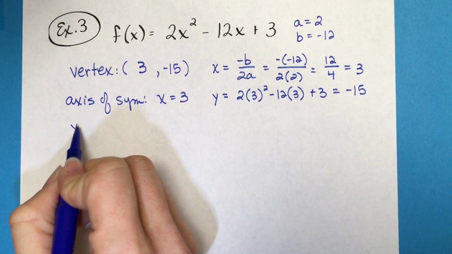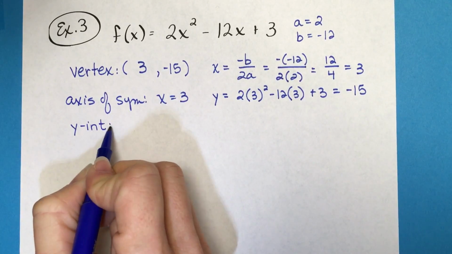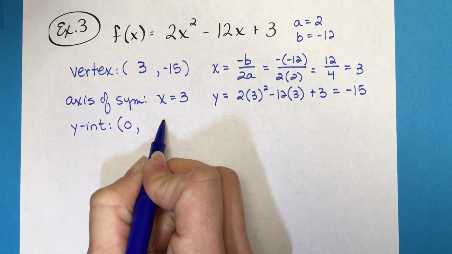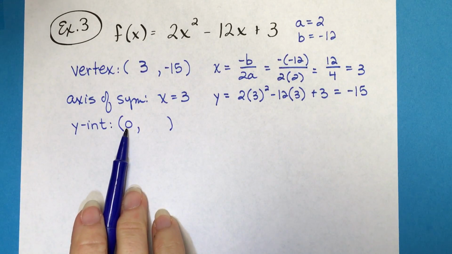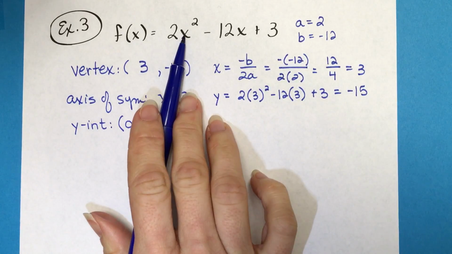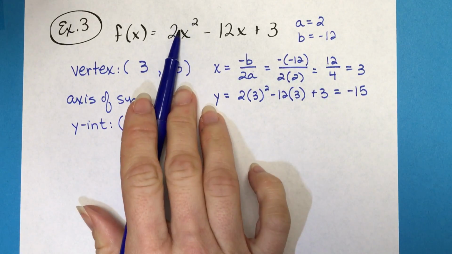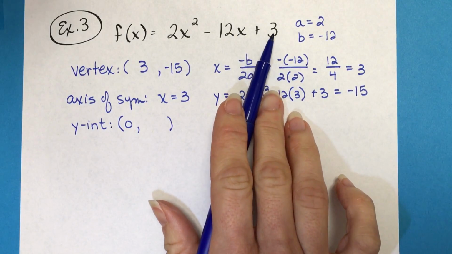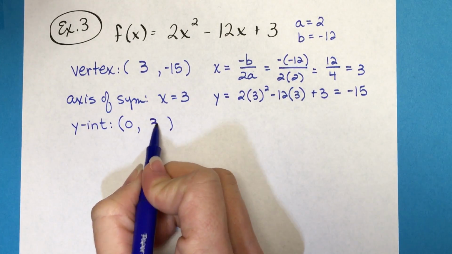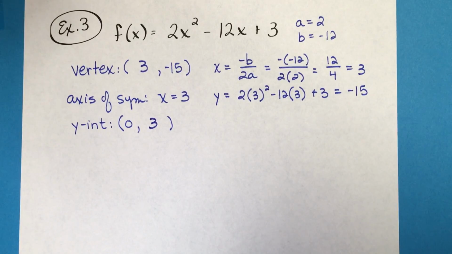And last, y-intercept. If it's a y-intercept, you're substituting 0 in for x. So you already know what your x coordinate is. If I substitute a 0 here, that term is 0. Substitute a 0 here, that term is 0. So therefore it leaves me with just my constant of 3. Okay.